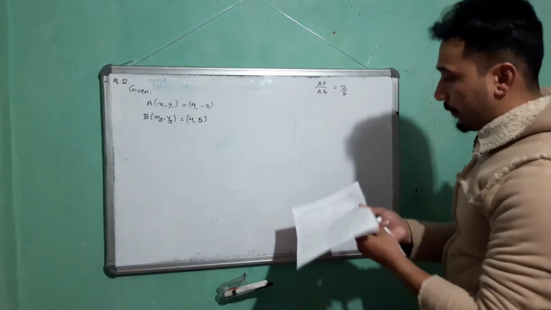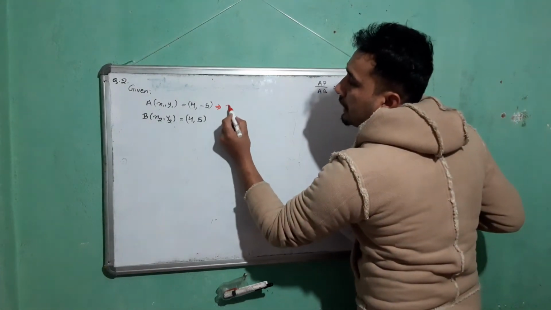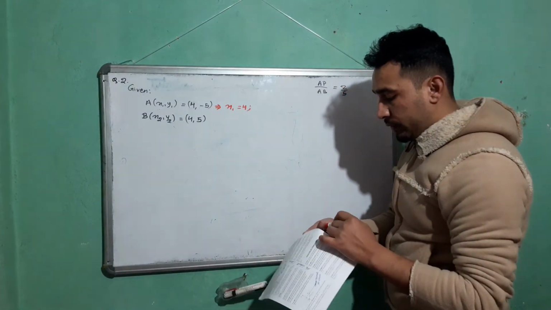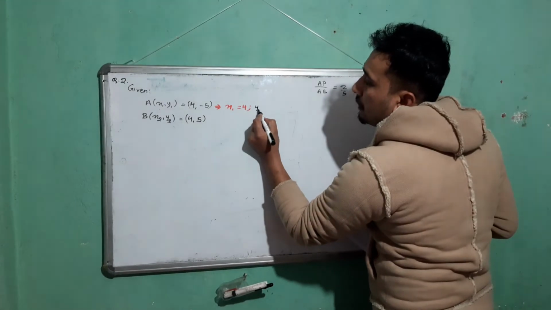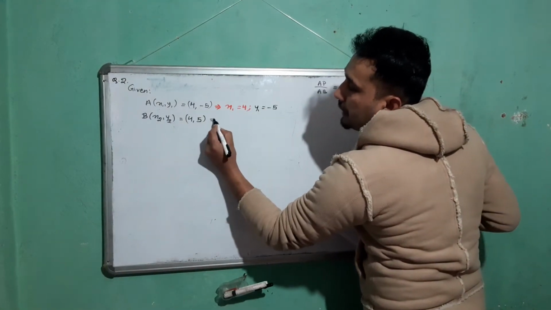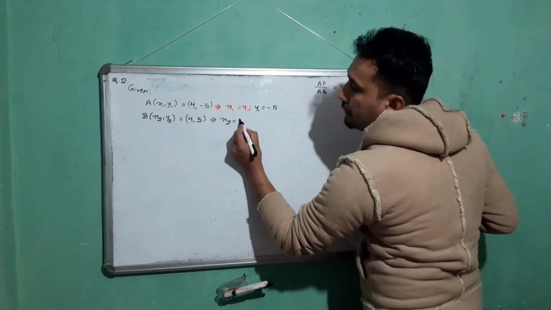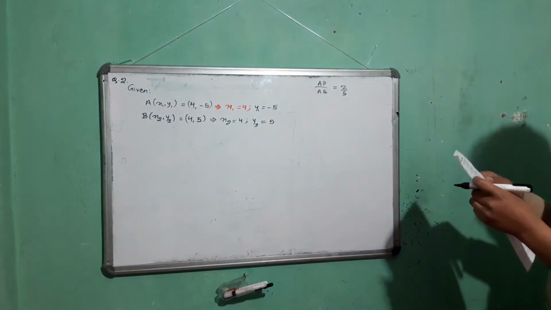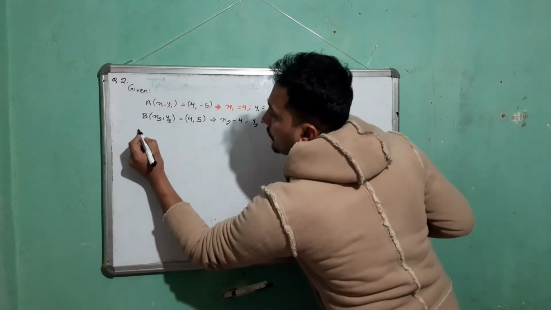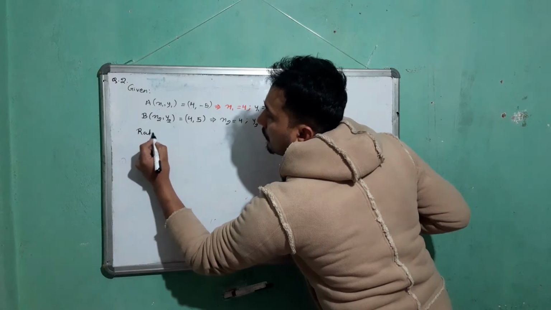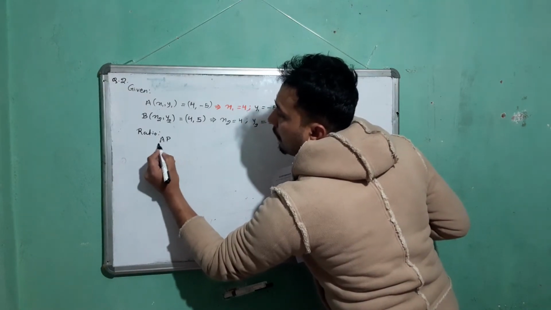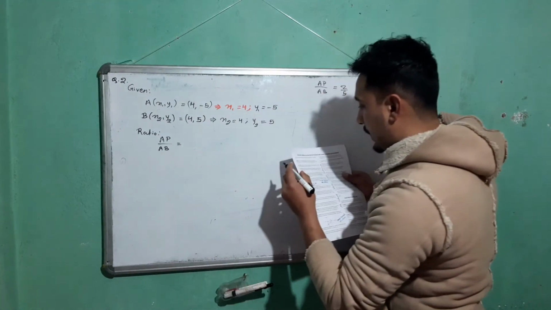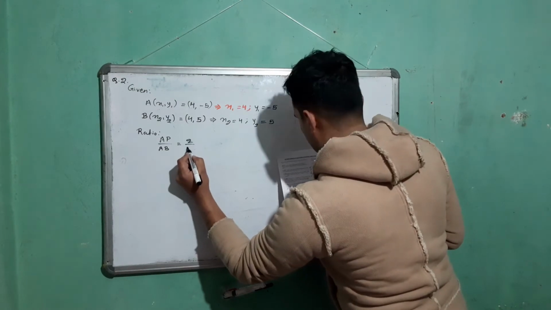Okay, so from here you will have x1 is equal to 4 and y1 is equal to minus 5. From here x2 you will have 4 and y2 you will have 5. Okay, it's divided by the point P such that, okay, ratio AP upon AB is given as 2 by 5.